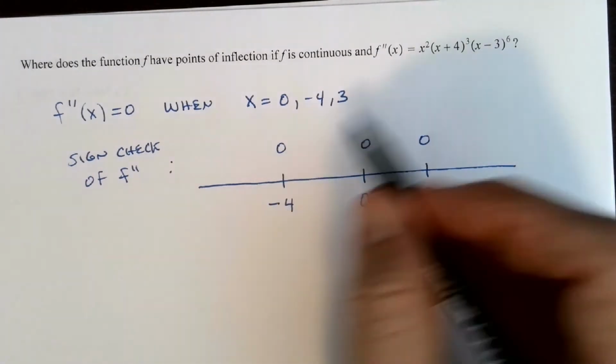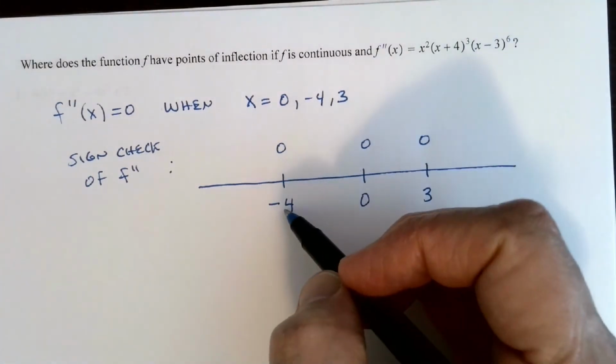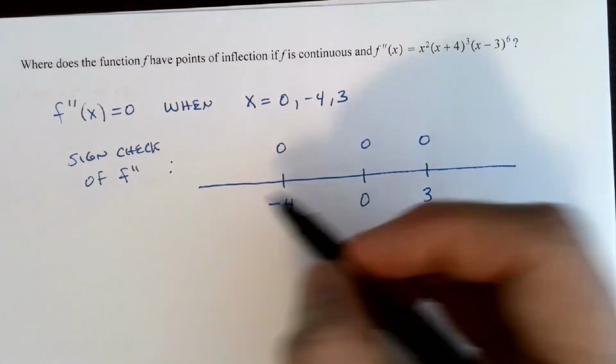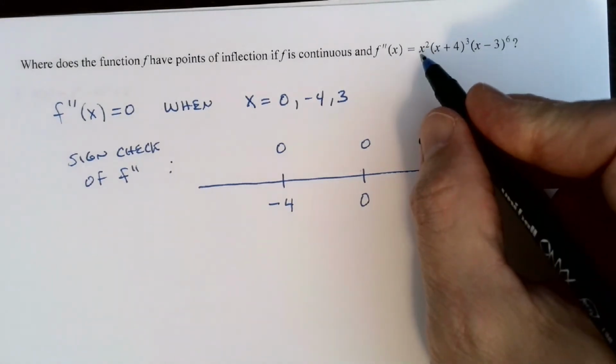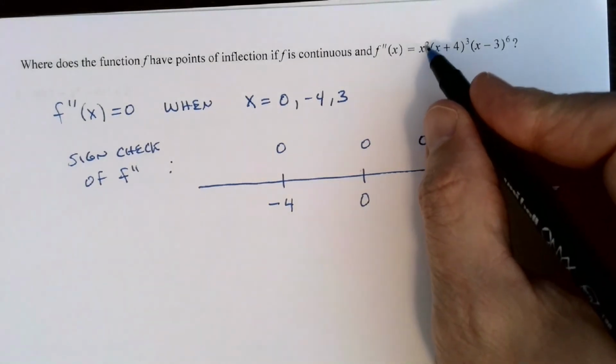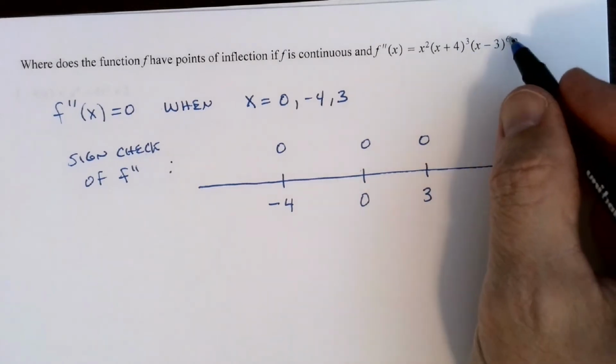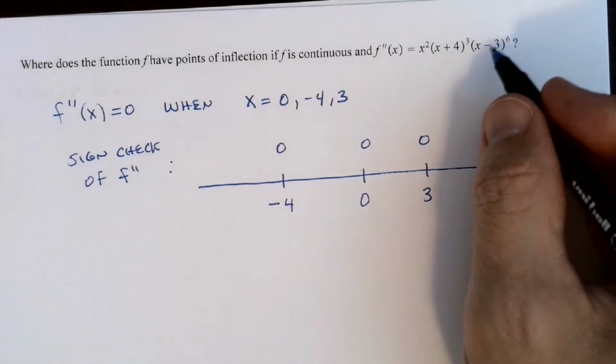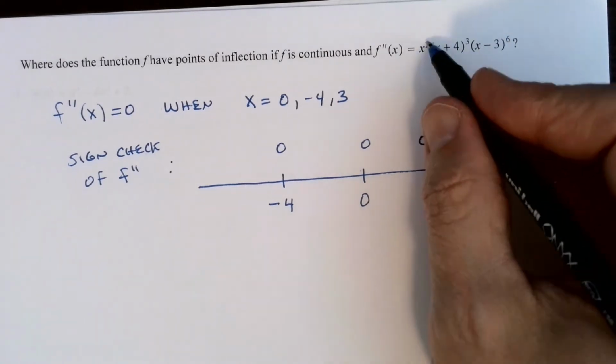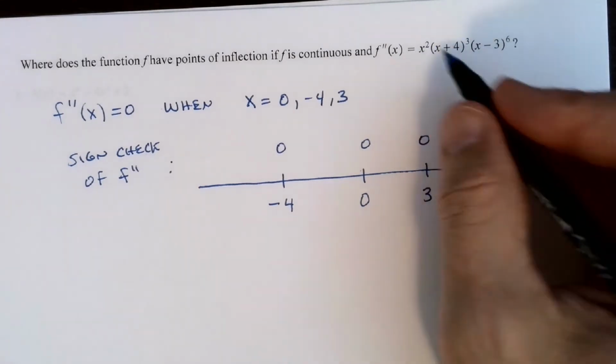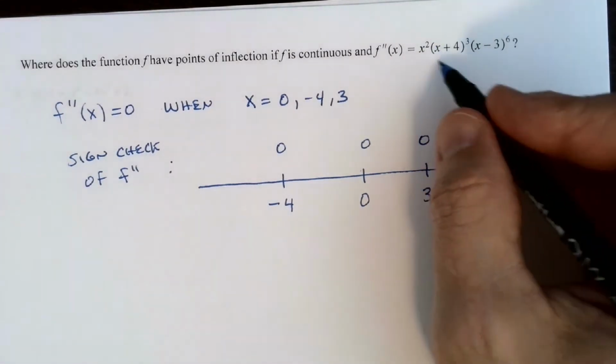And so I'm going to do a sign check of this. If I plug in a number less than -4, like -5, let's see what we have up here. Well, notice whatever squared and whatever to the 6th power, those are always going to be positive, right? Anything raised to an even power is positive. So that's positive, that's positive. It's just basically the sign of this thing.